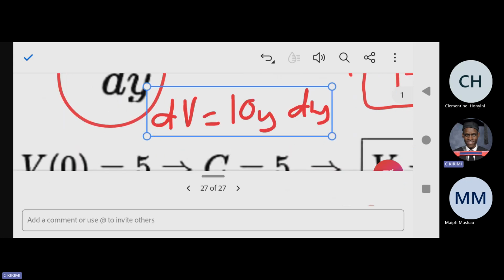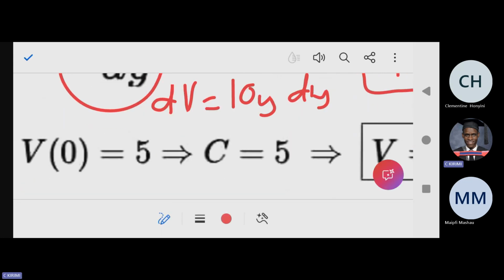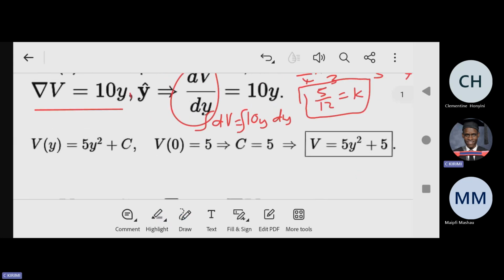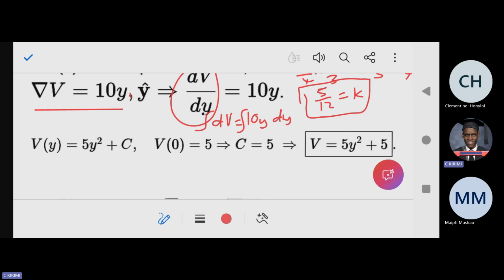The integral of dV gives V of y. Then the integral of the right-hand side, we are integrating. Any question on how to integrate? Since V is independent of x and z, you're only going to write V of y. But if it was not independent, we would write V of x, V of y, V of z. But since it's only having one function, y, we just write V of y.